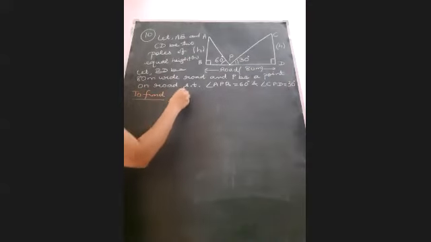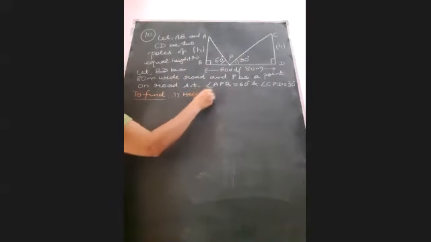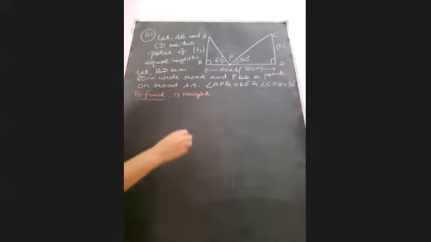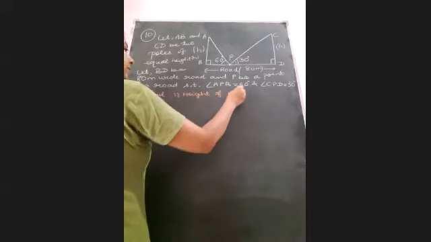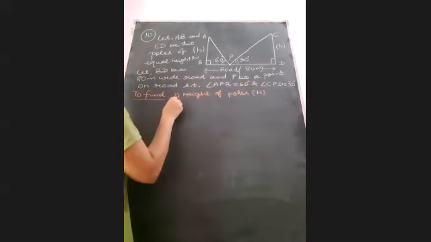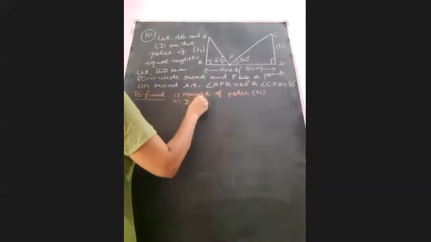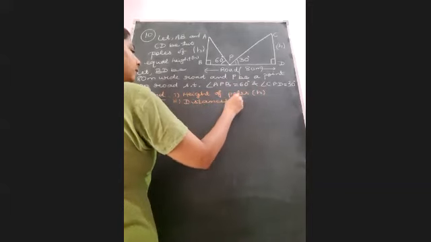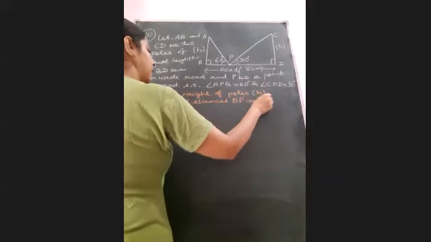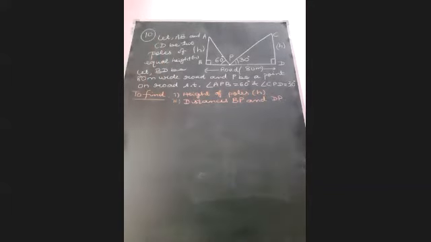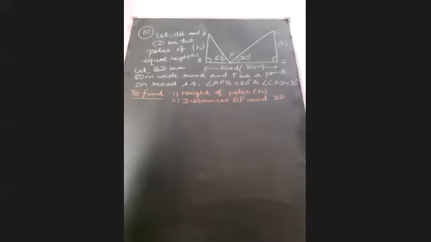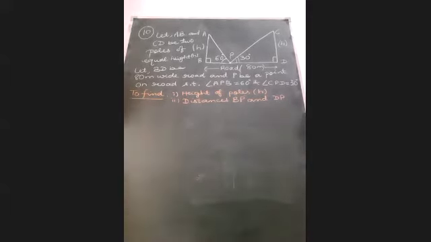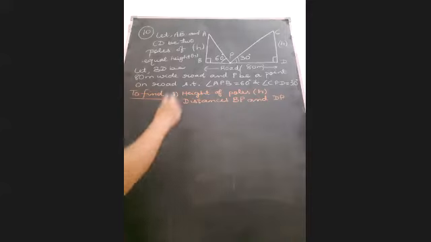First, height of poles. That's H. Second, distances BP and DP. Let us take this right angle.